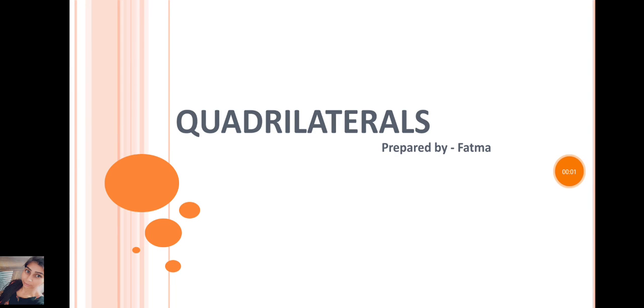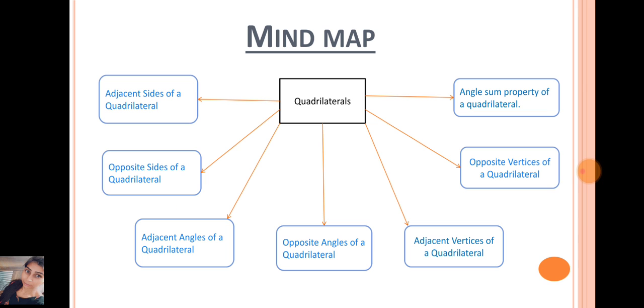So today we will start with the chapter Quadrilateral. In this chapter we are going to study certain topics, as you can see in this mind map. We are going to study the adjacent sides of a quadrilateral, opposite sides of a quadrilateral, adjacent angles, opposite angles, adjacent vertices, and opposite vertices of a quadrilateral.